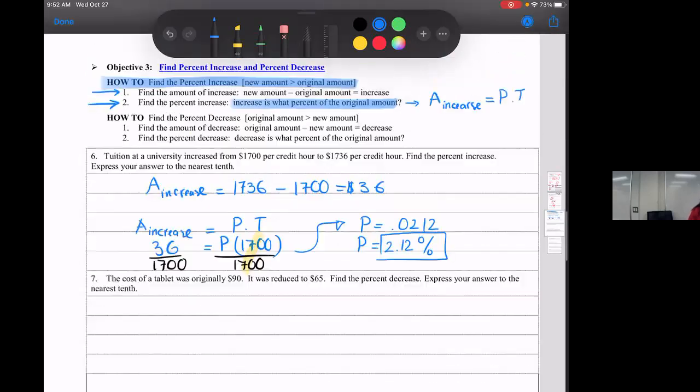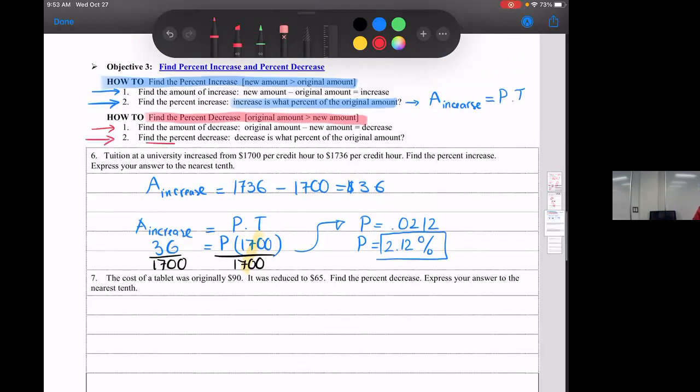Let me talk about the percent decrease. Again, it's the same, kind of like percent increase. So the amount decrease is equal to the original amount, subtract the new amount. It's a decrease, right? You're lowering your price. So to find the amount decrease, you take the original amount, subtract the new amount.